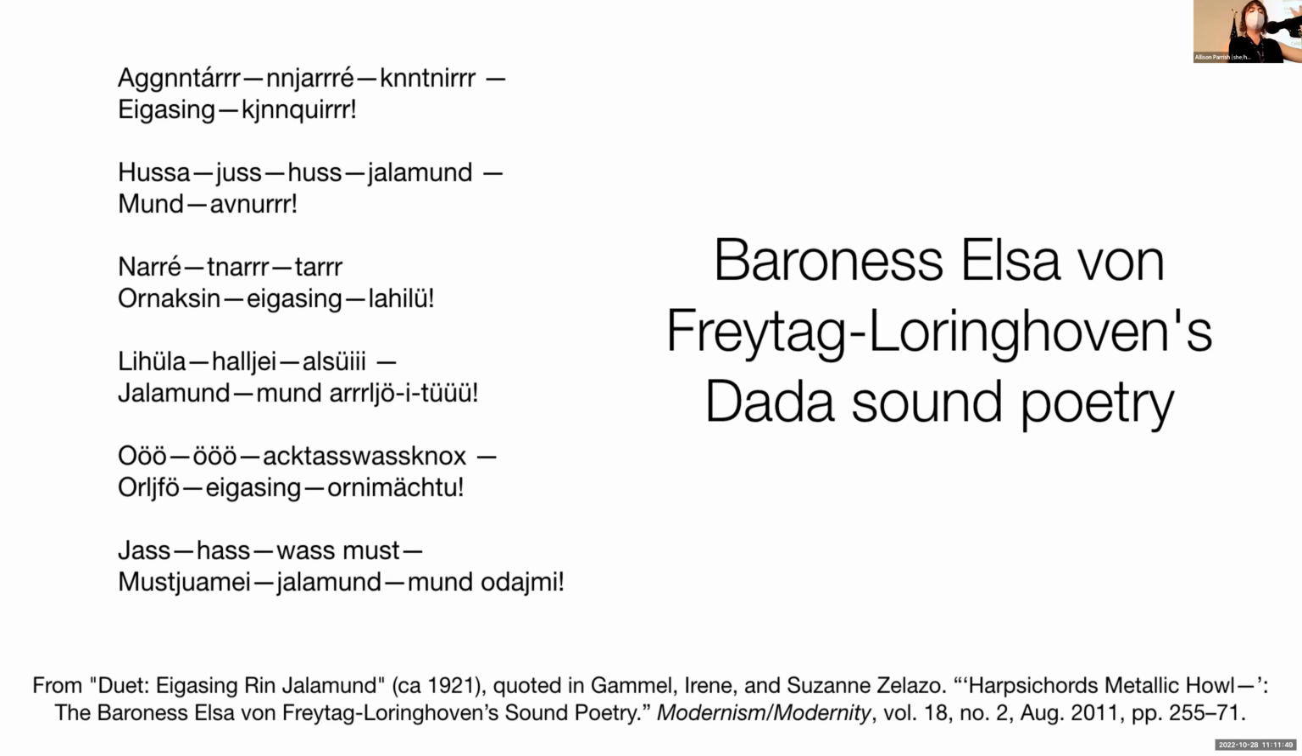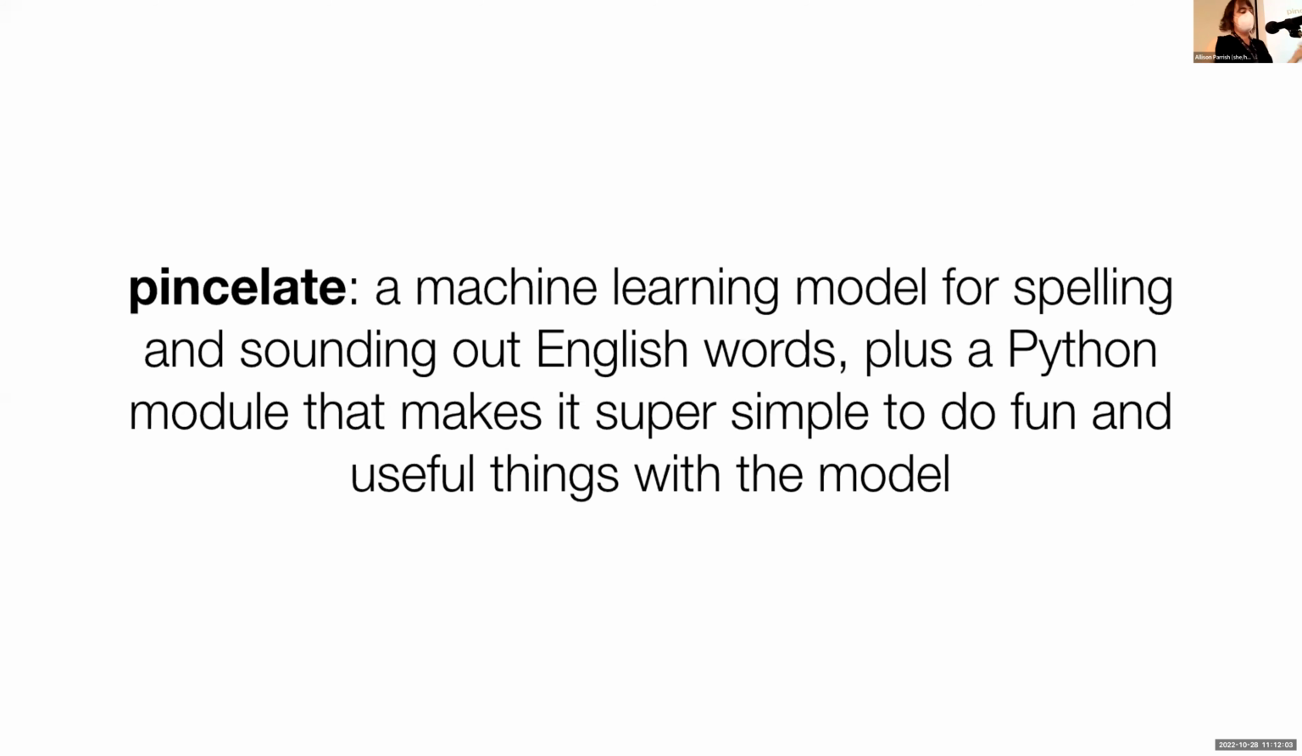There are, of course, a bunch of existing grapheme to phoneme models out there that can cope with out-of-vocabulary words. There aren't as many phoneme to grapheme models for some reason, but they do exist. But none of them had exactly the kind of flexibility I was looking for. So I made my own called Pencilate. Pencilate is a pair of models, one for grapheme to phoneme translation and the other for phoneme to grapheme translation, trained specifically with poetic uses in mind.